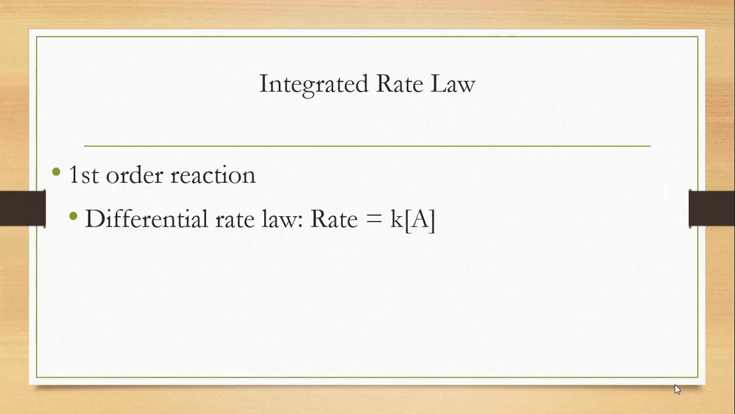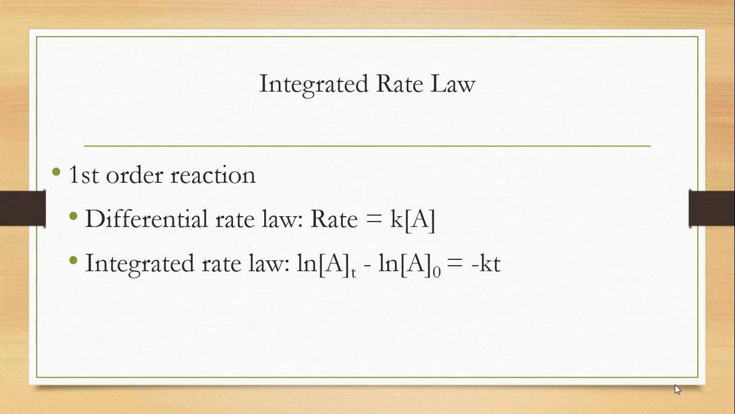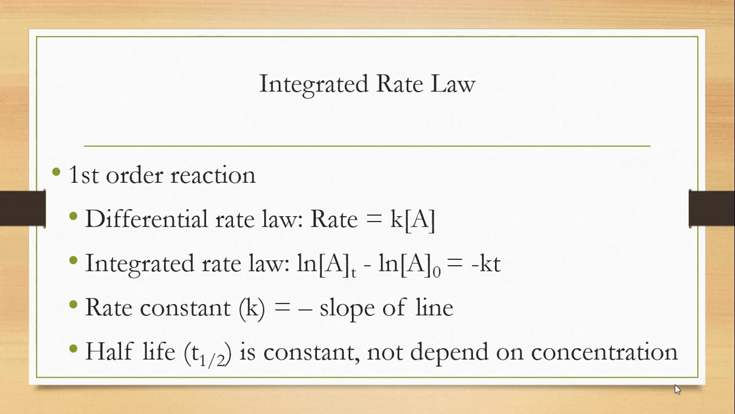For a first order reaction, the differential rate law is rate equals k times the concentration of A. The integrated rate law is the natural log of the concentration of A at time t minus the natural log of the concentration of A at time 0 equals negative kt. Once again, the rate constant is the negative of the slope of the line, or the absolute value of the slope. And the half-life for a first order reaction is constant, and so if you have a constant half-life, it must be first order. If you don't have a constant half-life, it cannot be first order.